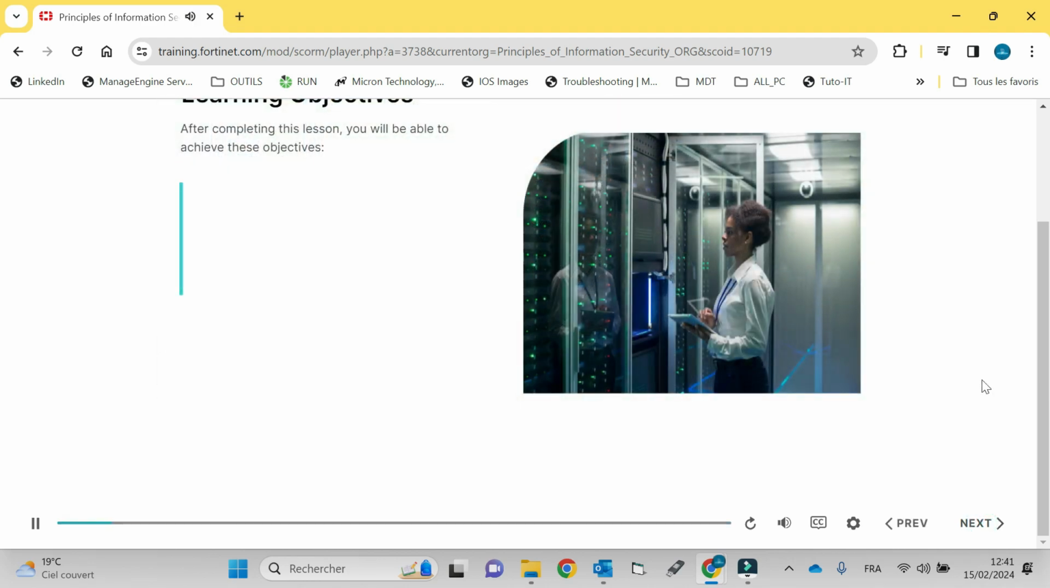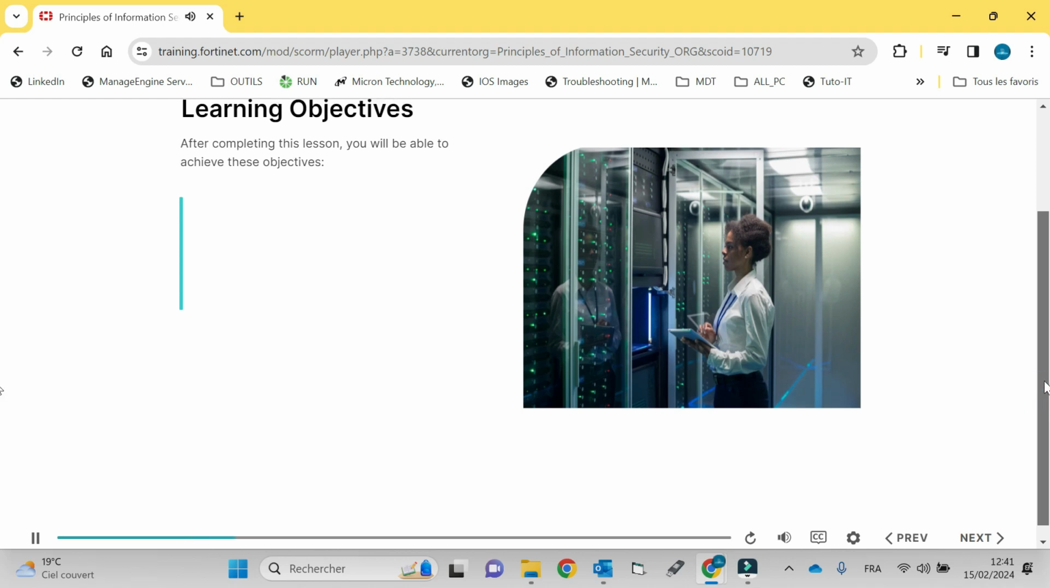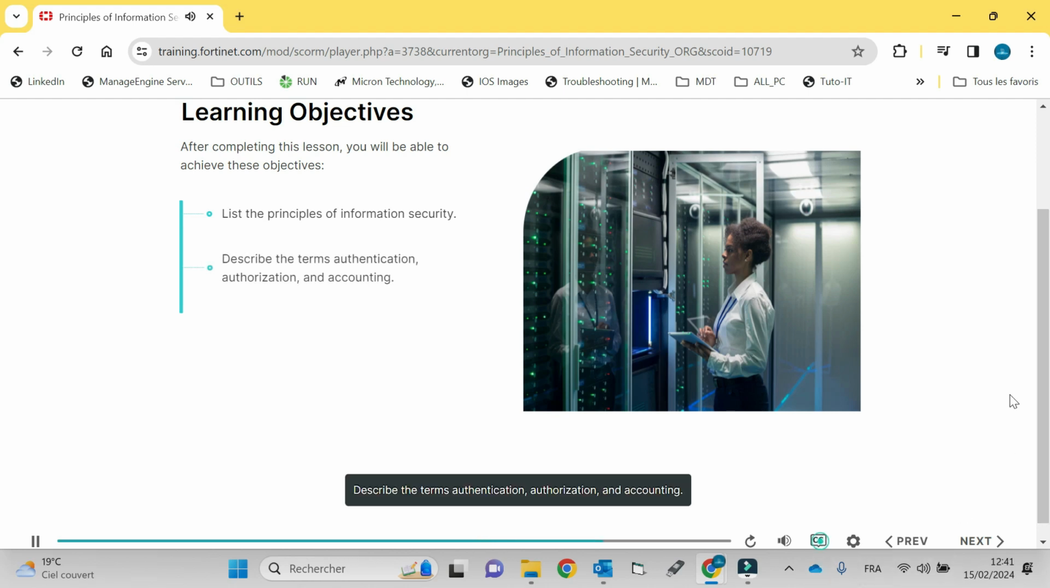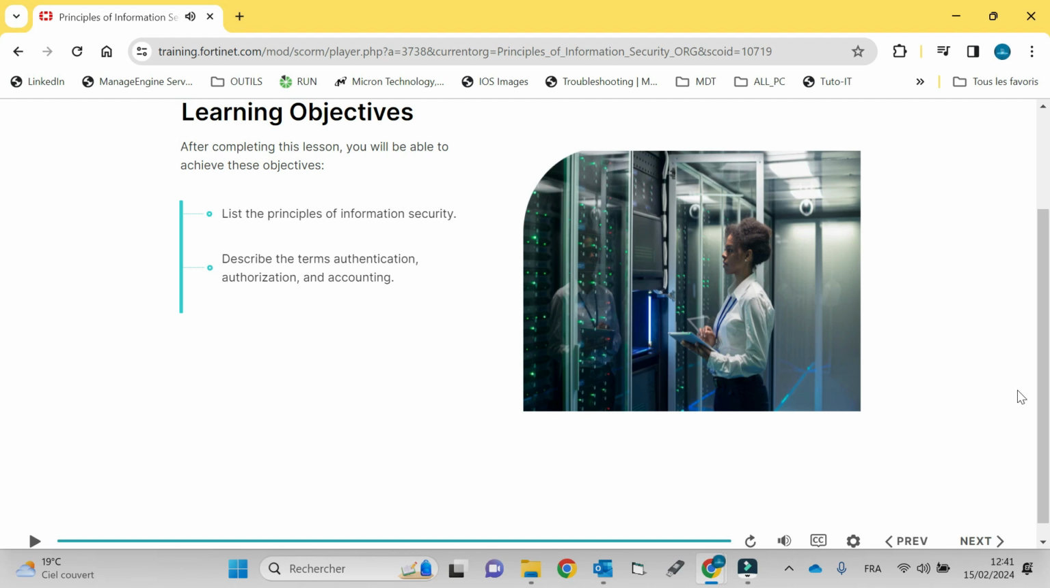Next. After completing this lesson, you will be able to achieve these objectives. List the principles of information security. Describe the terms authentication, authorization, and accounting. Okay, these are the objectives of this lesson. Let's continue. Click on Next.